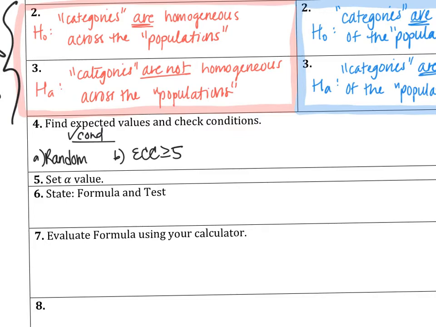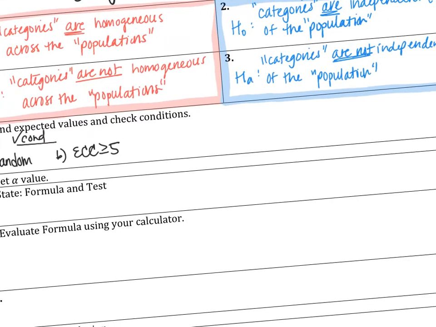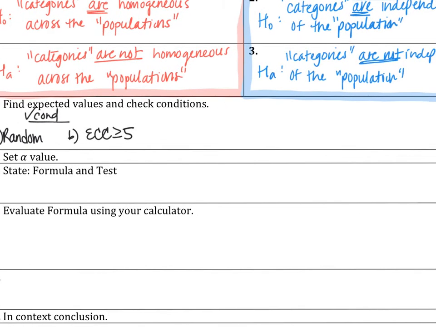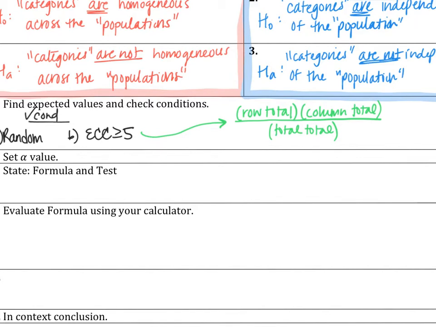However, now we're dealing with a two-way table, so calculating expected cell count looks a little bit different. How we calculate it is the row total times the column total over the total over everybody. That's how we calculate each expected cell count. And those need to be greater than or equal to 5 to proceed without caution.